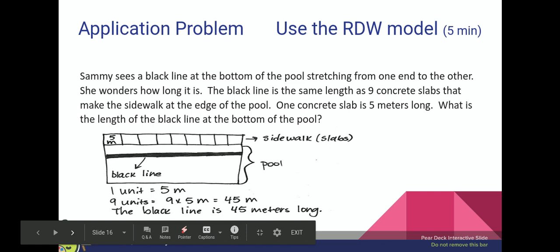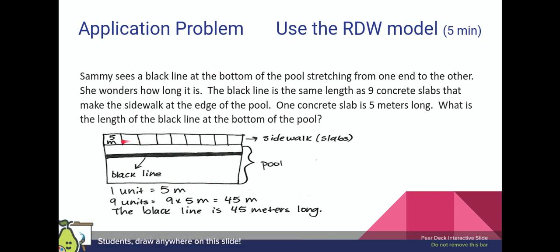Okay, looking at this slide, you can see that we did the read, draw, write model. So we read the problem first and then we drew it out. So here we drew the pool. Okay, and then here's our black line because of course, that's what we're measuring. Sammy says that the black line was as long as 9 of the concrete slabs. Okay, each slab was 5 meters.